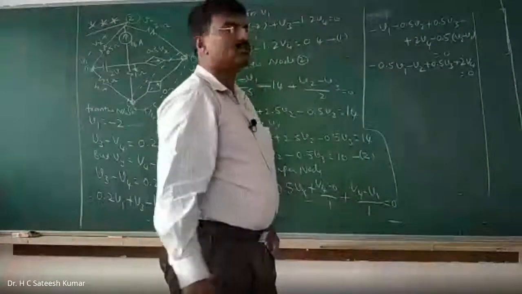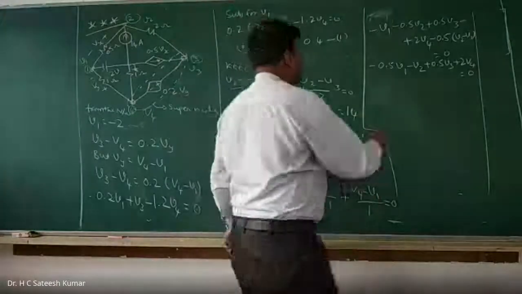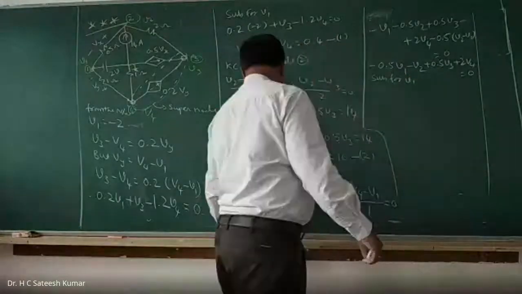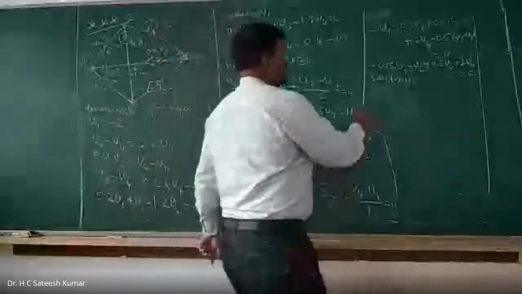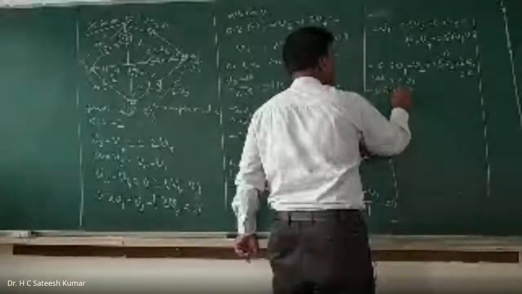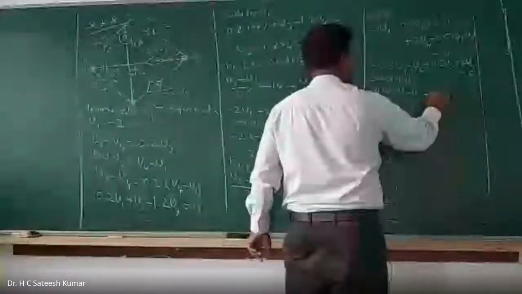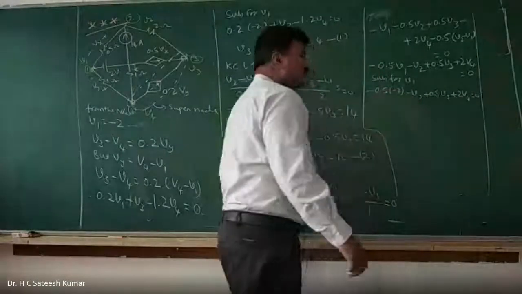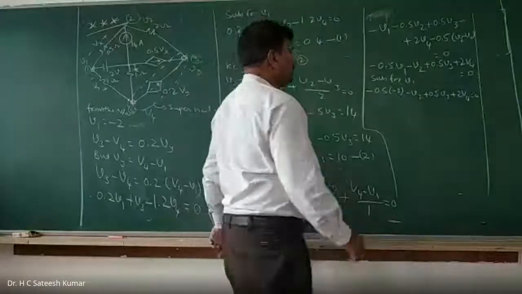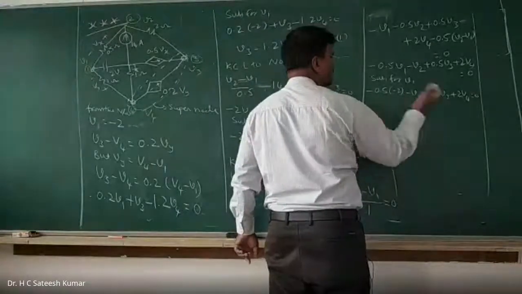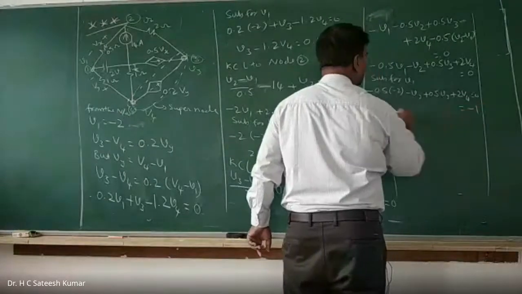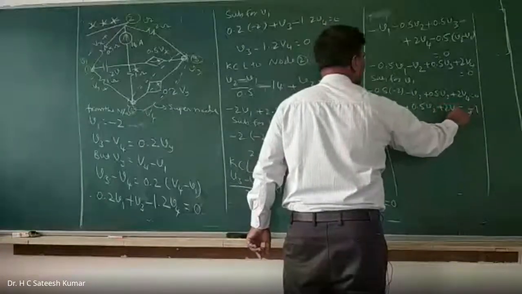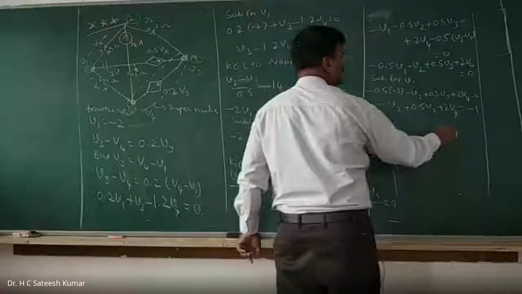Now substitute for V1. What is the V1 value? V1 value is minus 2. Minus 0.5 into minus 2, minus V2 plus 0.5 V3 plus 2 V4 is equal to 0. 2 into 0.5 is 1. So plus 1, transferred to the right hand side, you will get minus 1. Minus V2 plus 0.5 V3 plus 2 V4 is equal to minus 1. Call this equation number 3.